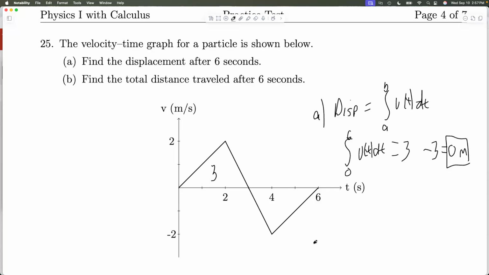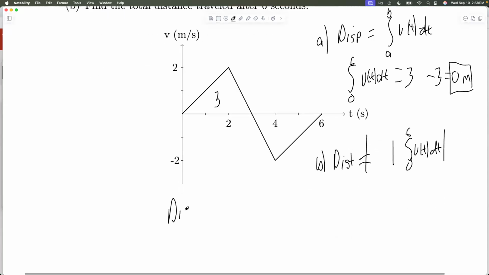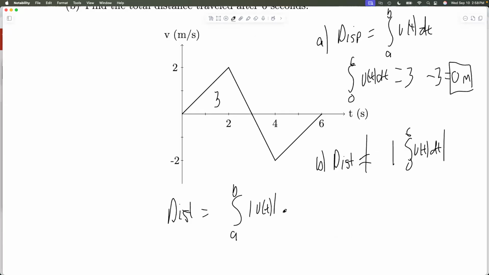Distance is not the absolute value of what we just did. This is a very common mistake. You don't just take that answer and take its absolute value. No, distance is the antiderivative from A to B of the absolute value of your velocity function. So you have to redraw the velocity graph and make it all positive instead of having any negatives.